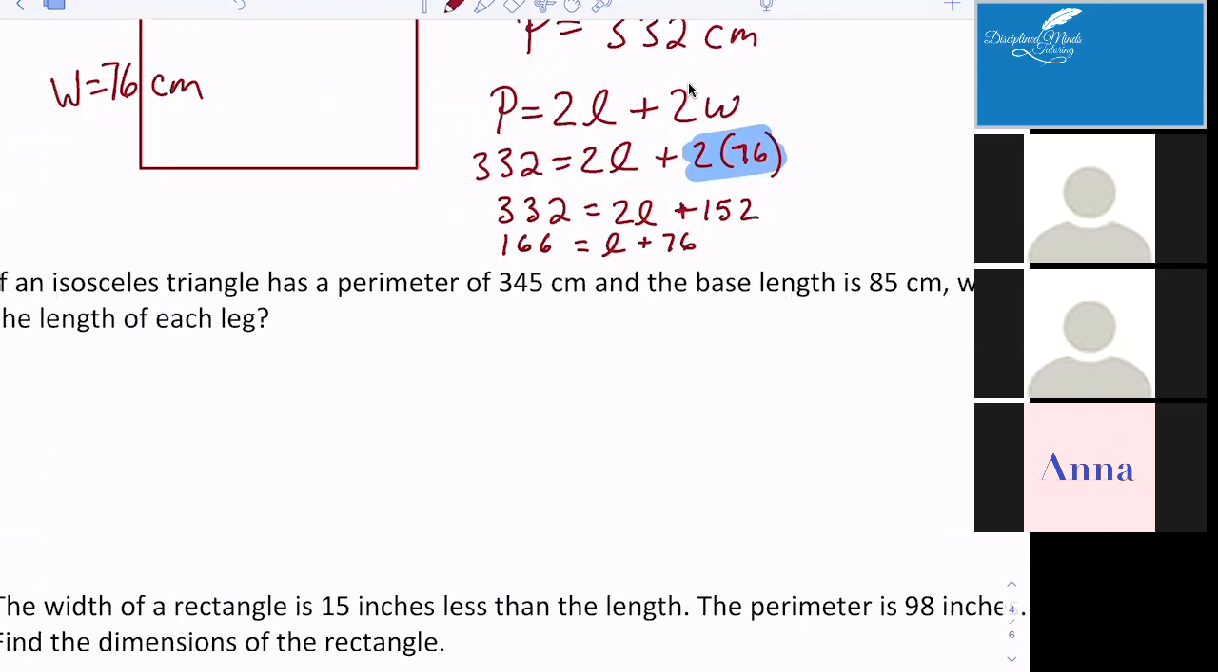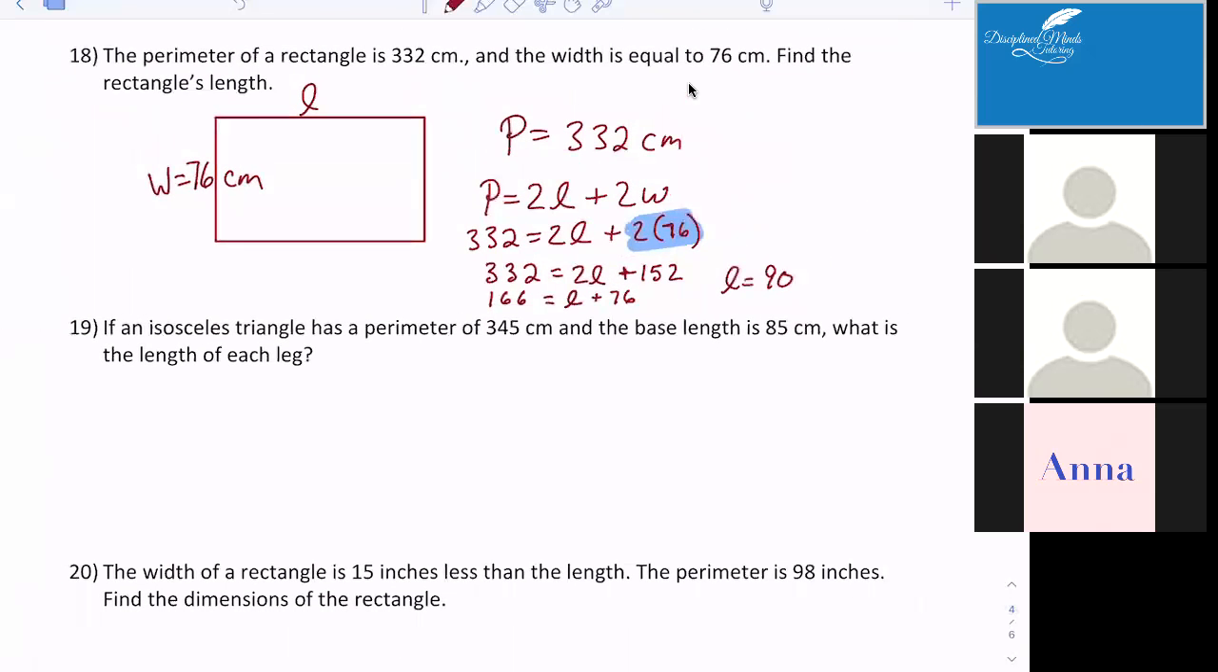And now what can I do? Subtract 76. So the length is how much? Wow, guys, come on, with a calculator I shouldn't be able to do this. 90. Is that correct? 90? That's what I got. All right. So 90 what? Thank you. 90 centimeters.